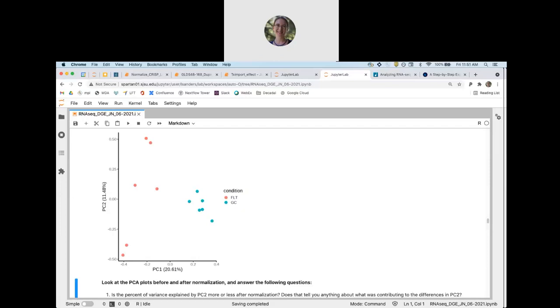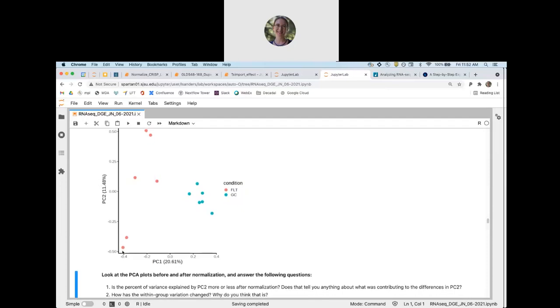Because the variance in PC2 decreased after we normalized for read depth, we can say that some of the variance in PC2 was due to differences in read depth across samples. Not all of it, because we still have 11% variance, but it's gone down, so that's good. I forgot the normalization is used on read depth. Yeah, exactly.